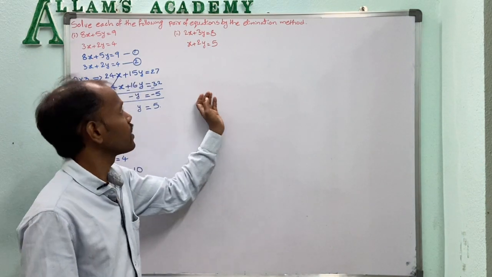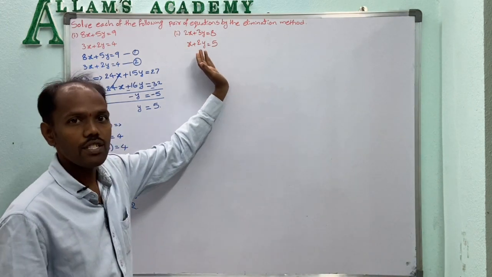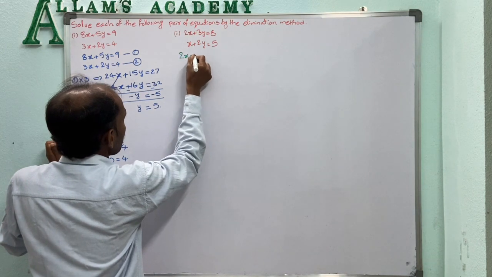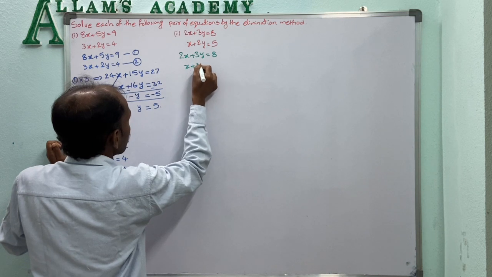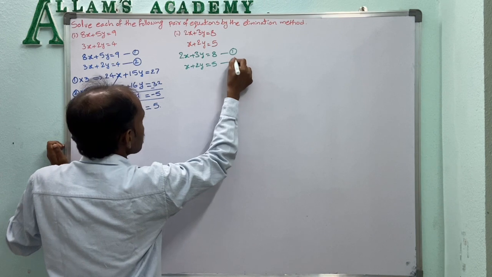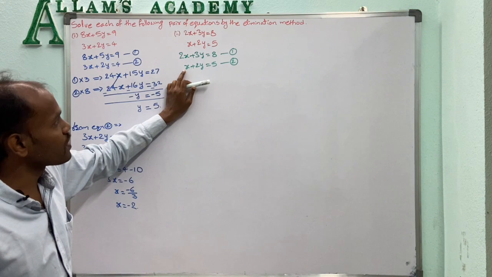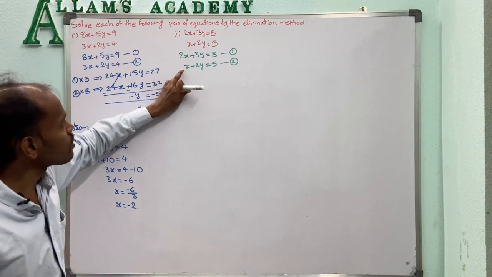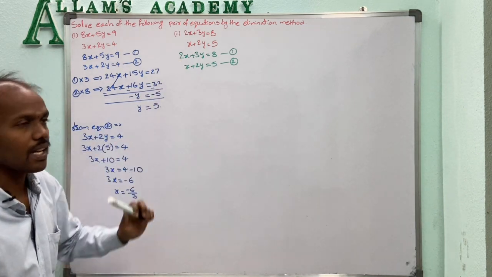Now here is another problem: 2x plus 3y equal to 8 and x plus 2y equal to 5. So 2x plus 3y equal to 8 is taken as the first equation and x plus 2y equal to 5 as the second equation. Now in both equations, if we observe, the second equation's x coefficient is 1, and the first equation's x coefficient is 2. So I am multiplying the second equation with 2. Then both the x coefficients are equalized.